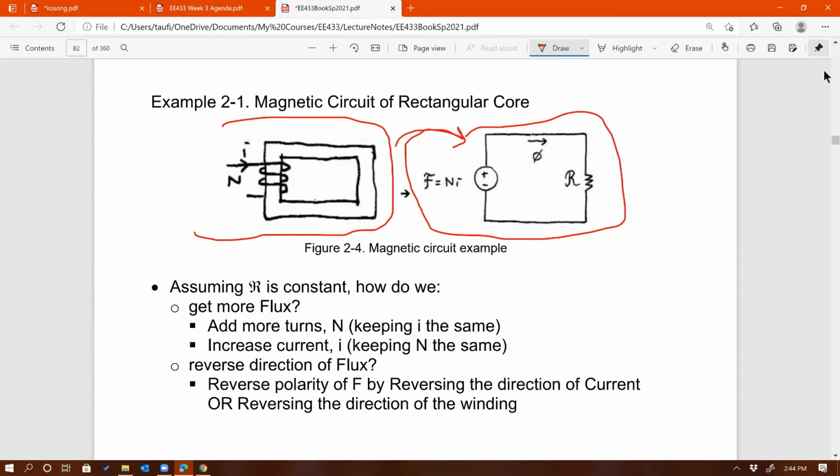How? Well, two ways in this case. In an electric circuit, there's only one way, again assuming reluctance is constant: we can increase the current by increasing voltage. But in a magnetic circuit, it turns out you can do one of two things to increase flux for a given reluctance. Number one is to increase the number of turns, assuming current is constant. Or you do the opposite: keep the same number of turns, but increase the current. Either way, it will increase the flux in the core.